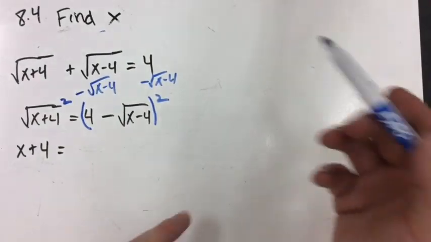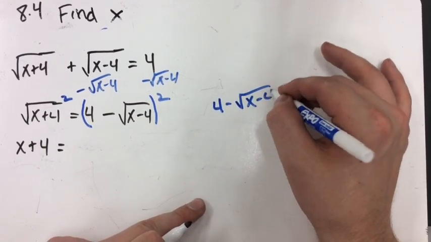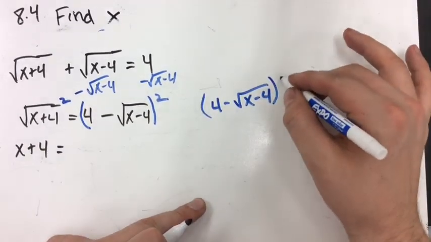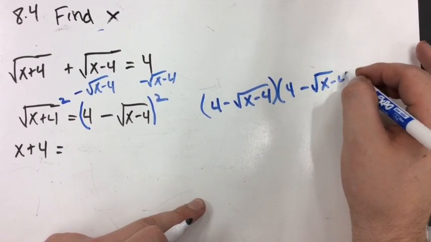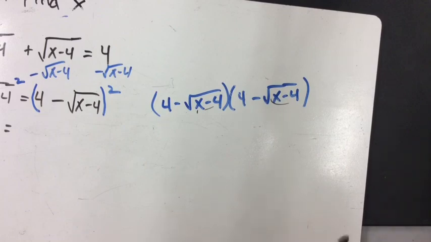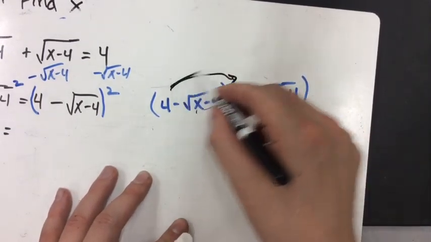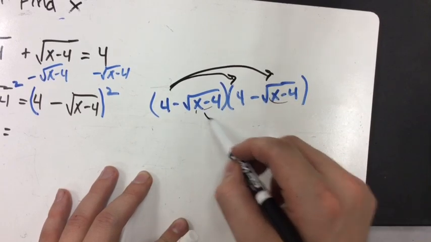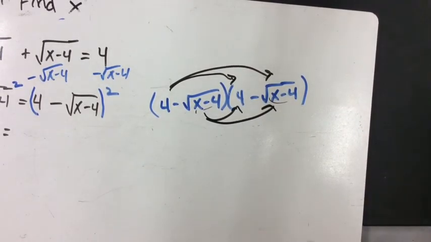So let's come over here and do that. We have 4 minus the square root of x minus 4 times 4 minus the square root of x minus 4. Okay, so this is just binomial distribution. Again, you guys like to use that FOIL idea. I don't like that because it only works for binomials. So this is binomial distribution.